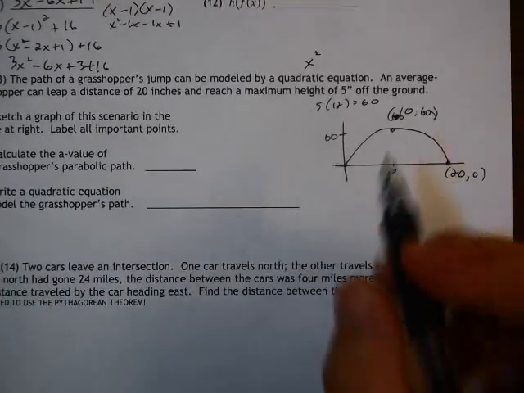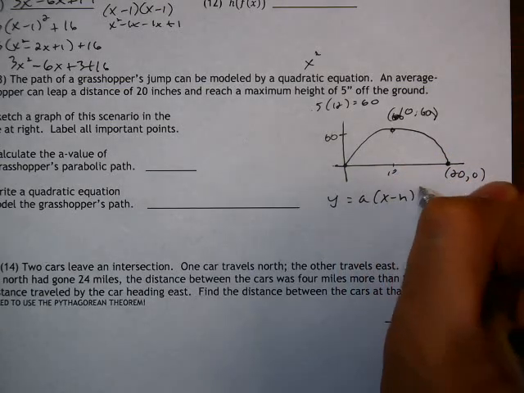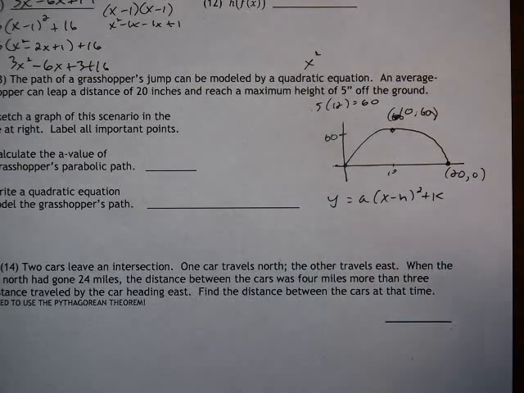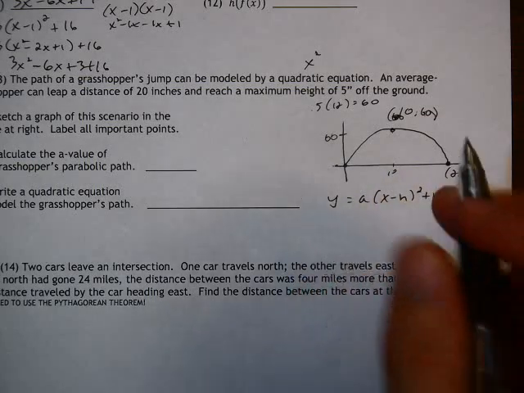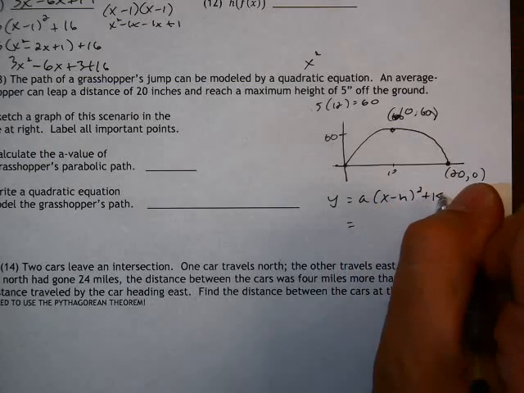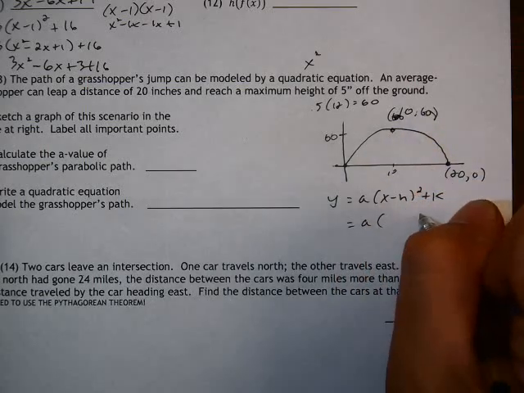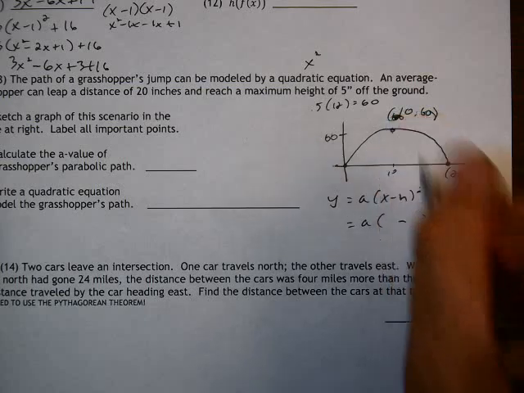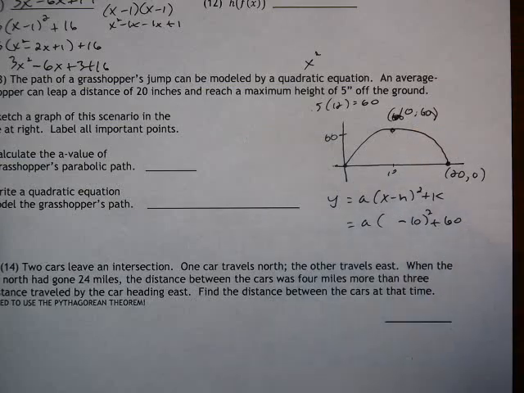So now the a value, remember they're talking about this a times x minus h squared plus k. I'm going to solve for a, so I've got to have the h and the k, the x and the y. The h and k come from the vertex, which I just found is 10 and 60. So I'm going to leave the a there, minus h, which is 10 squared, plus k, which is now 60.